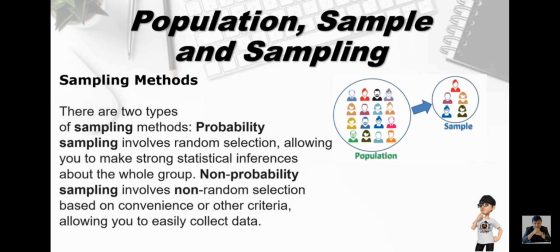And the non-probability sampling is non-random selection based on convenience or other criteria, allowing you to easily collect data.